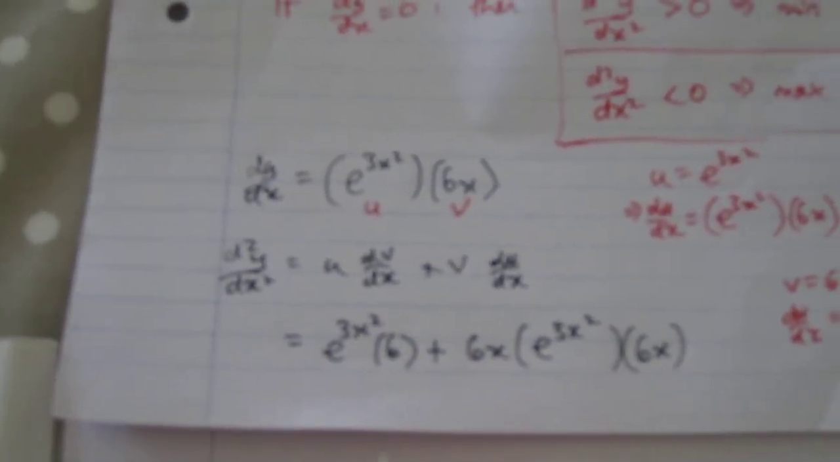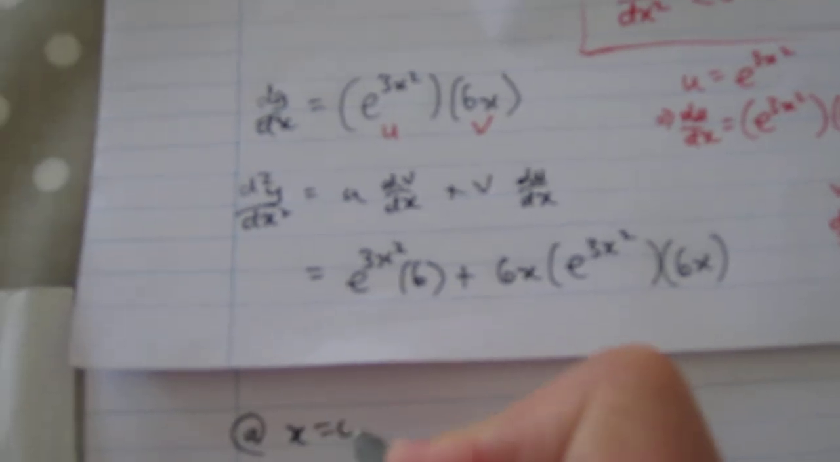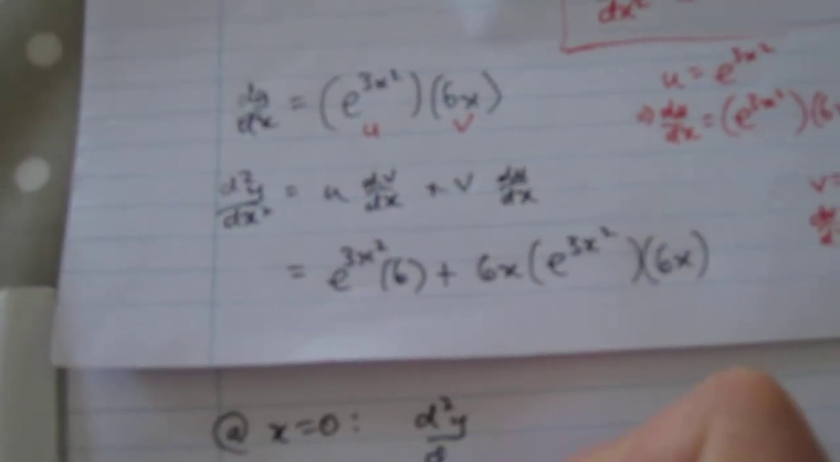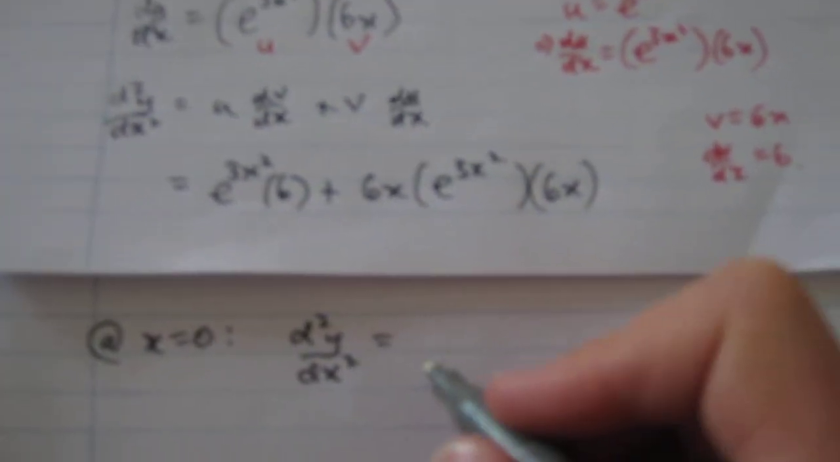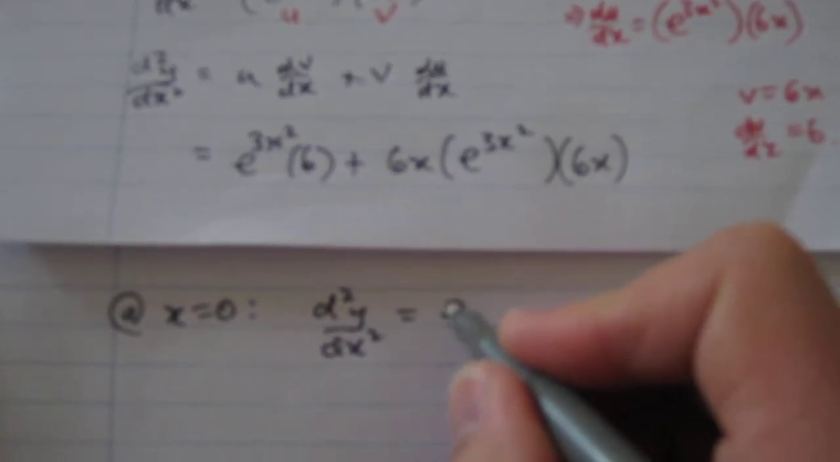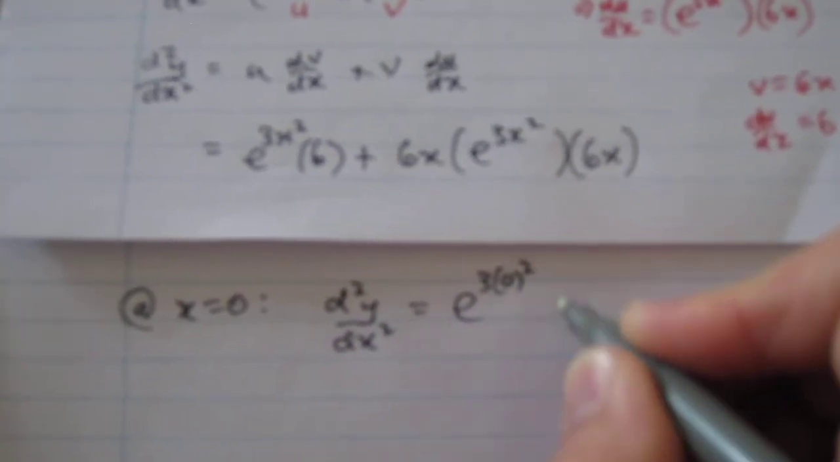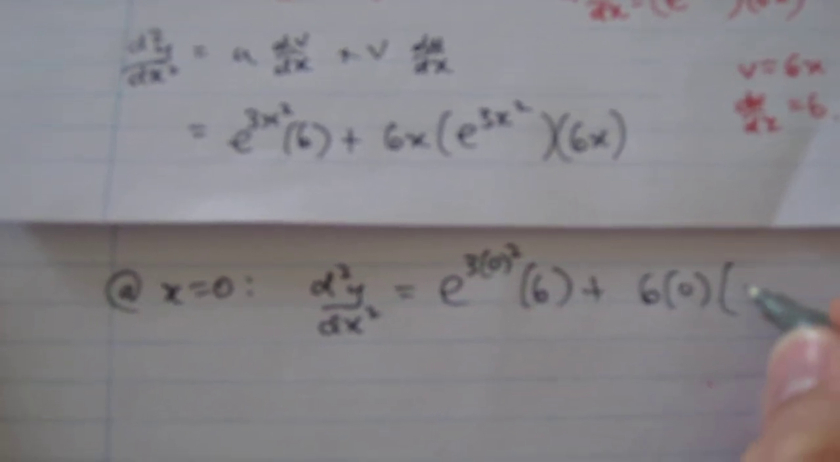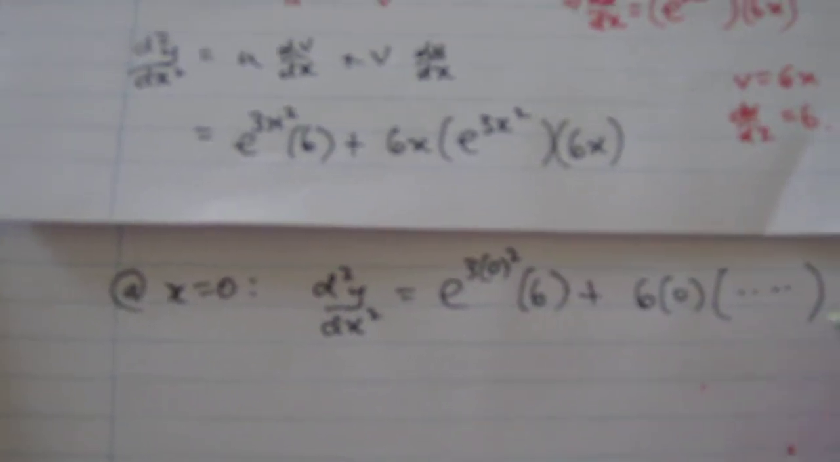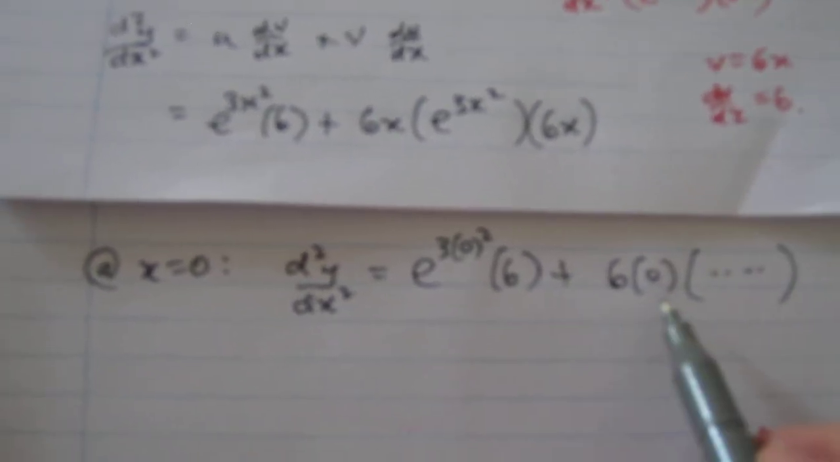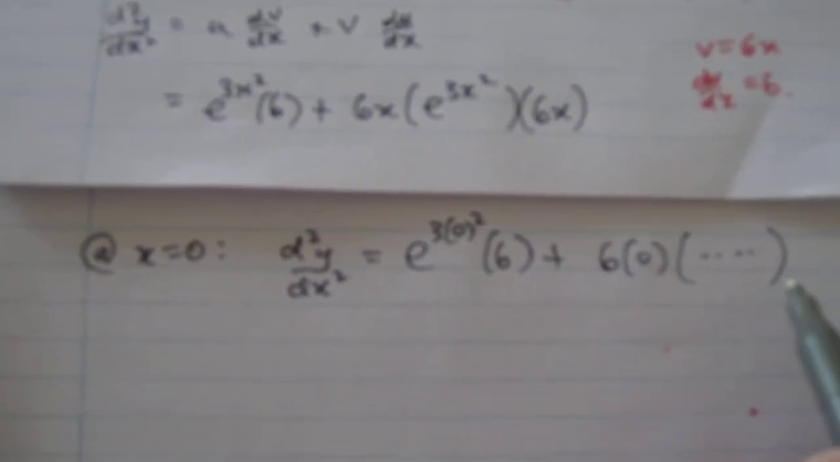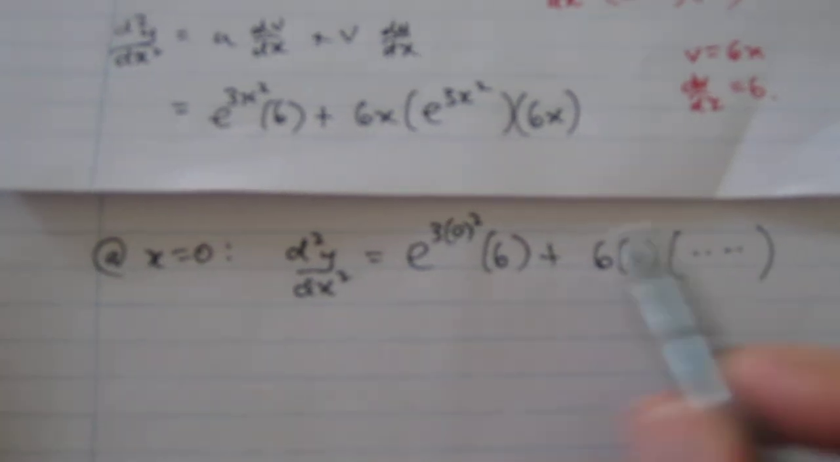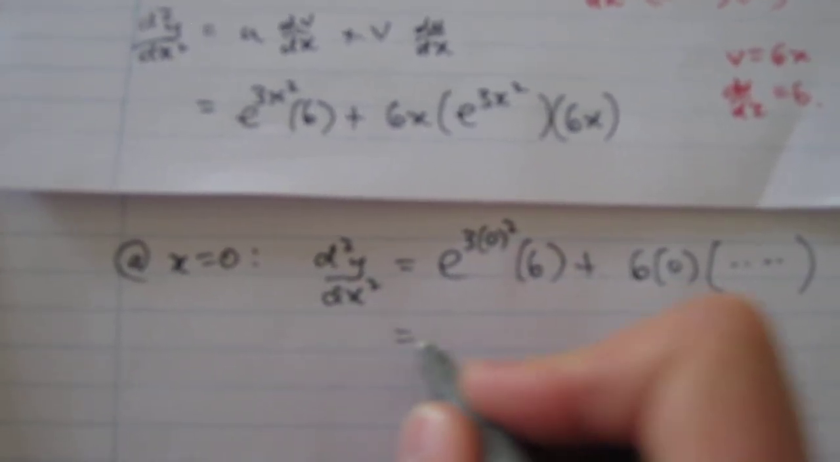So at the turning point, and remember that's at the point where x is 0, so at x equals 0, d2y/dx squared is equal to e to the power of 3 by 0 squared times 6 plus 6 times 0 by all this other stuff. Now, we don't actually care what all this other stuff is, because 6 times 0 is 0. By anything, it's going to give me 0. This whole second thing here is going to be 0.